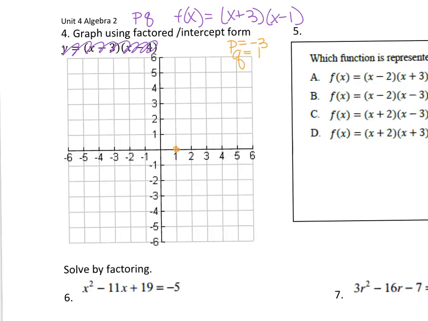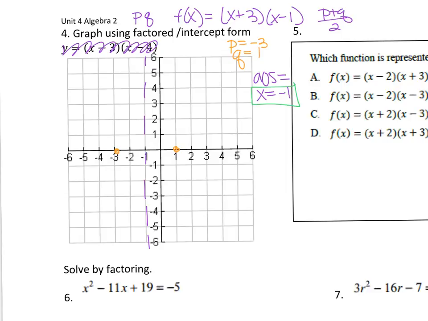So when I graph 1 and negative 3, I want to find my axis of symmetry. Well, you could do P plus Q divided by 2 to find your axis of symmetry, or you can eyeball it. Either way, absolutely works. My axis of symmetry is negative 1. So when x equals negative 1, how do I find y?